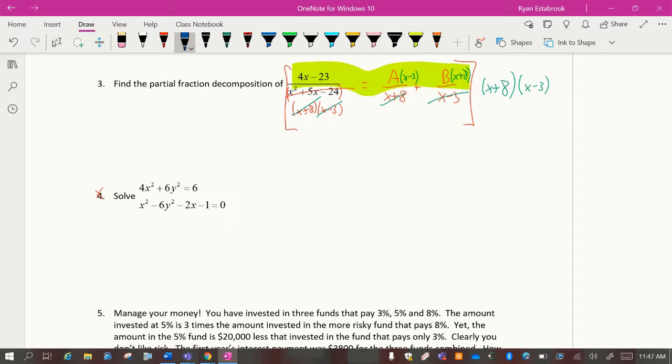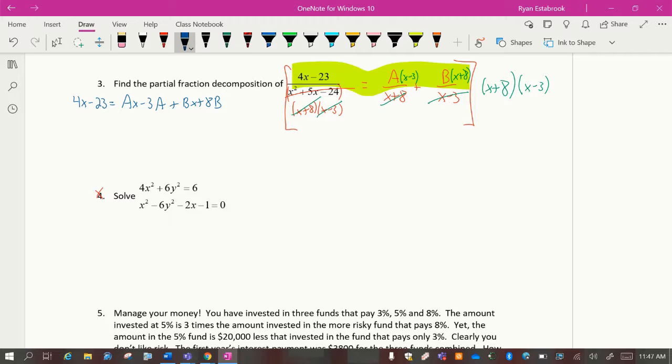So I'm going to rewrite that. 4x minus 23 is equal to, on the right, distribute: ax minus 3a plus bx plus 8b. So we have this blue equation. And in this one equation, there are three variables: there is x, there's a, there's b, and we're supposed to solve for a and b.